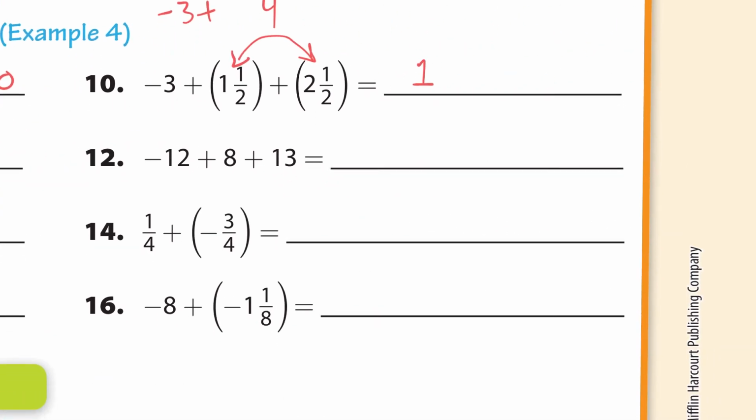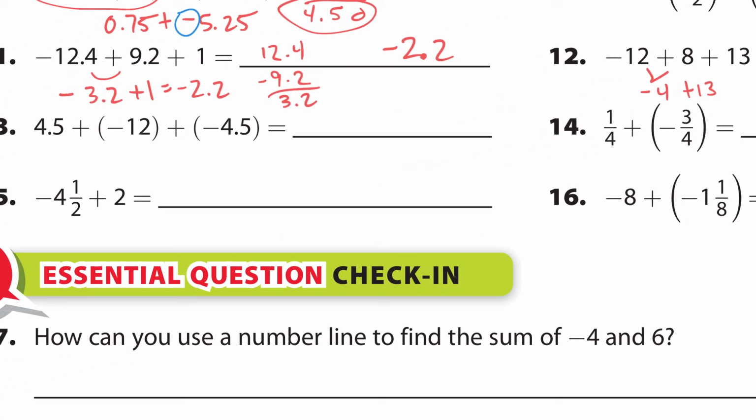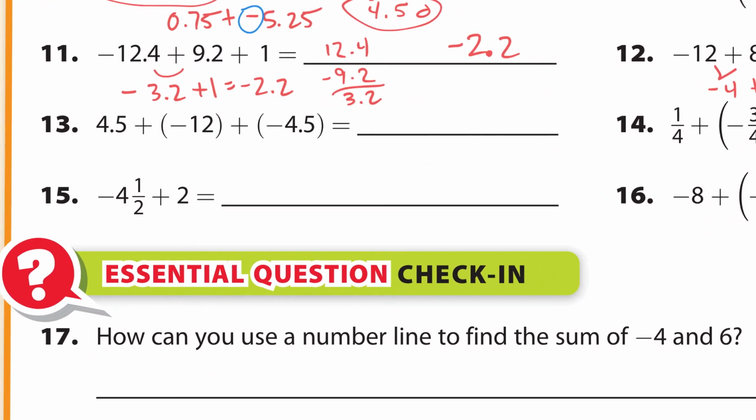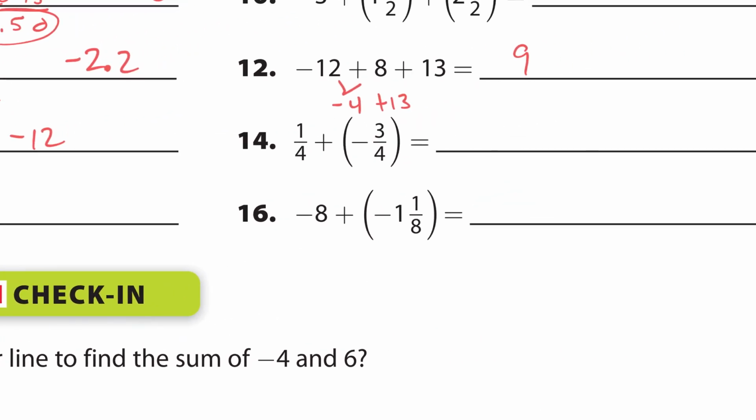And this one, negative 12 plus 8 is negative 4, plus 13 would be 9. And here, look at this. You got this and this. That's 0. It's done. Your answer is negative 12. See how quickly you can do those sometimes.